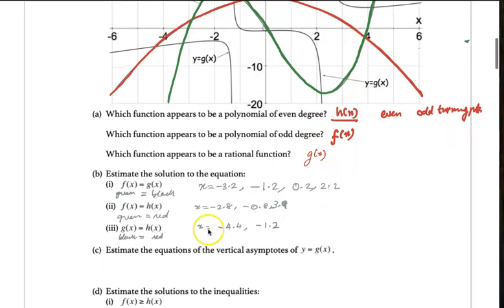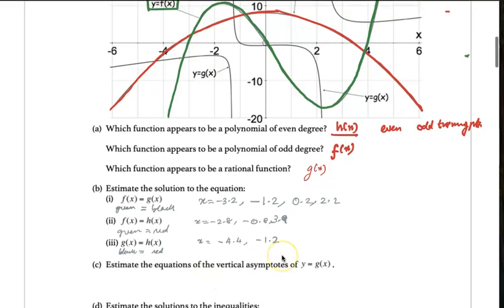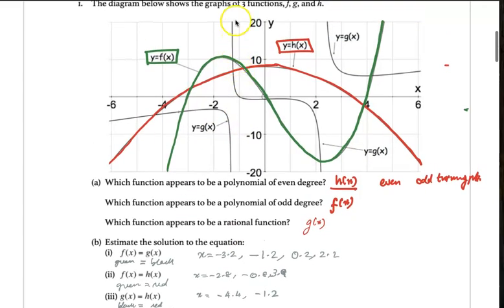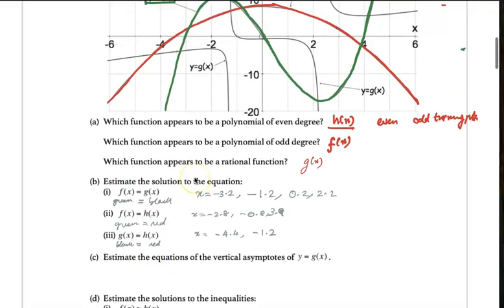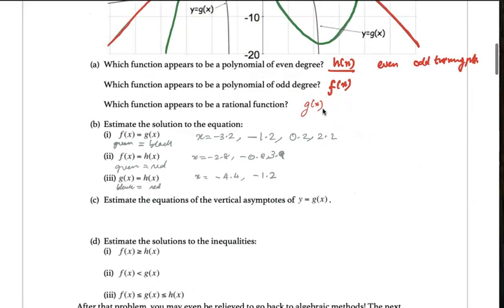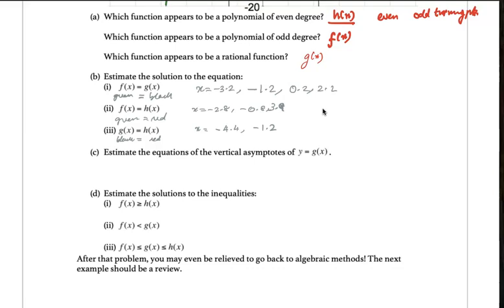Estimate the equation of the vertical asymptote of g(x). x cannot equal minus 1. g(x) is the black one. So here, let's say this is minus 1.4, approximately, and here minus 2.2, approximately.